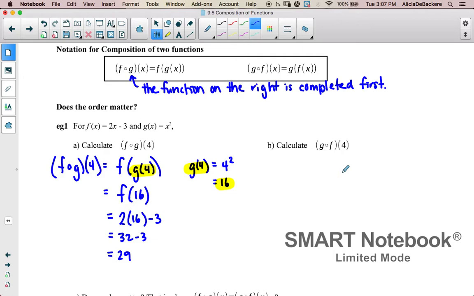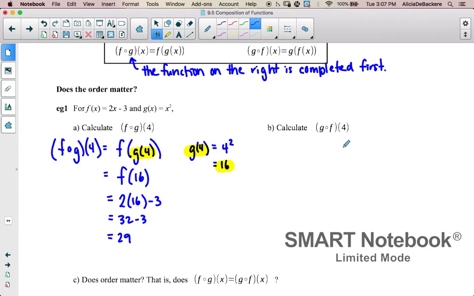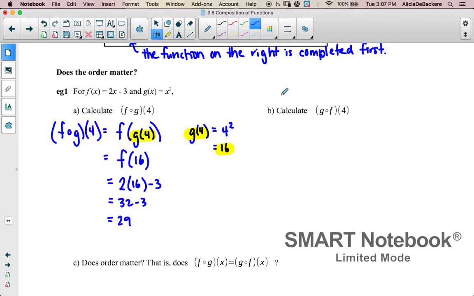So now we're going to take a look at, well, what is g of f of 4? So similar to our last example, but the letters are switched. So what difference does it make? So g of f of 4, that means we're going to plug 4 into the f function and then take that answer and plug it into the g function. So starting on the inside, working our way out.